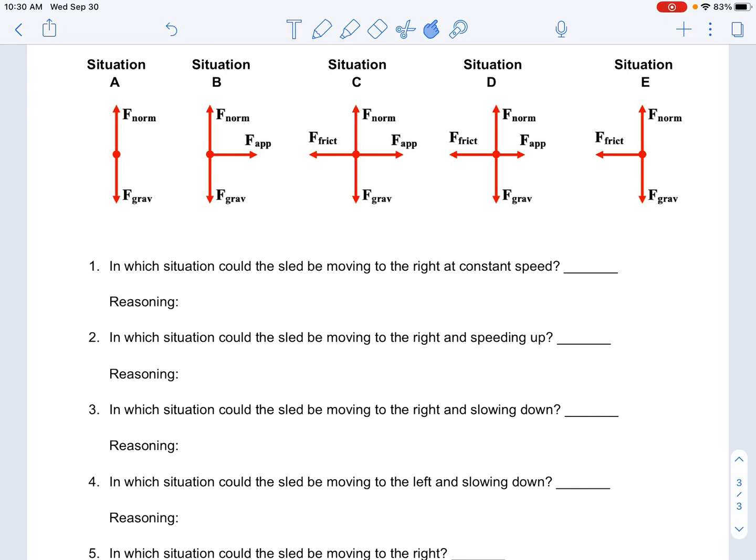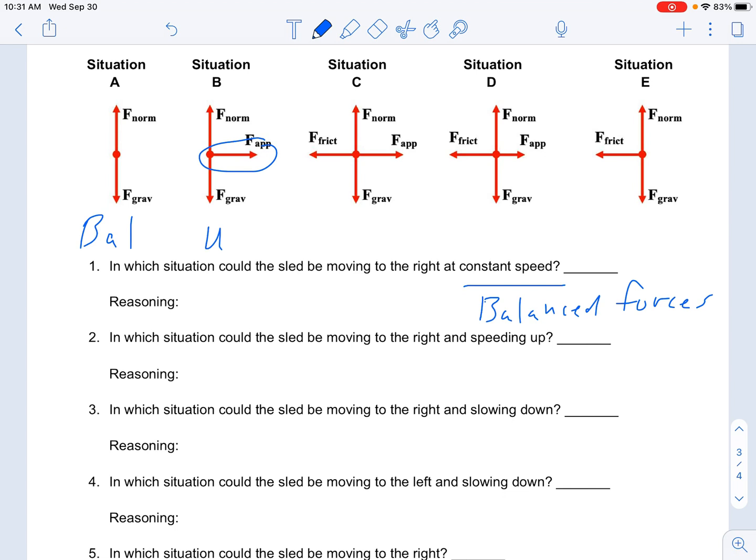If it's moving with constant speed, we have to assume at that point that the forces are balanced. That would mean no net force. So which of these are balanced and which of these are unbalanced forces? So here we have balanced forces, because these two, F normal and F grav, are the same. In this case here, the F applied is an unbalanced force.